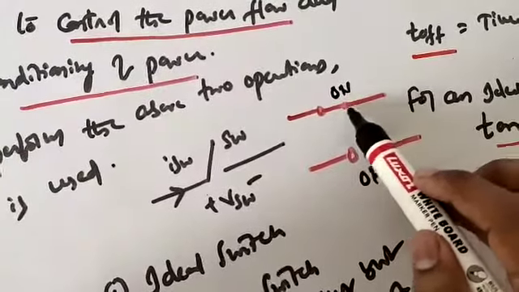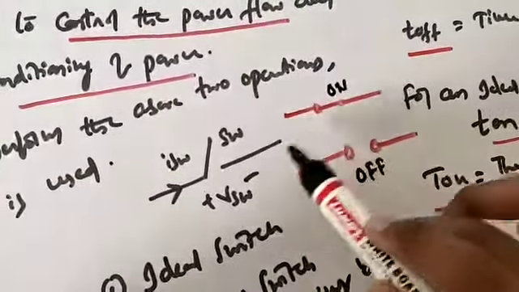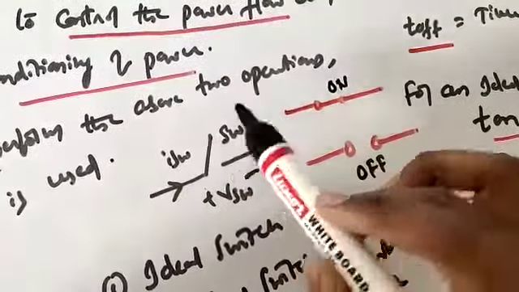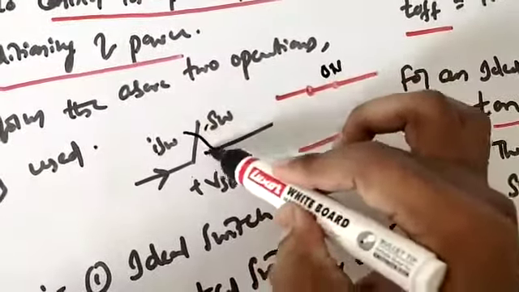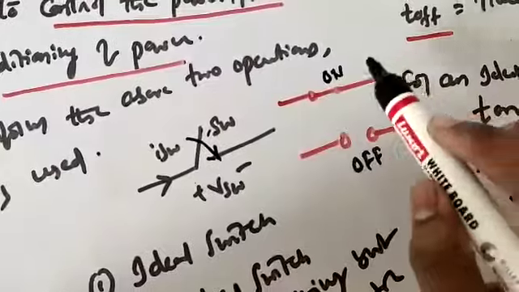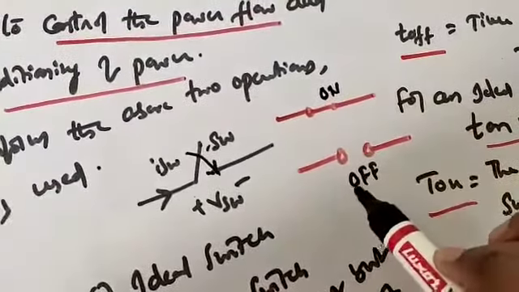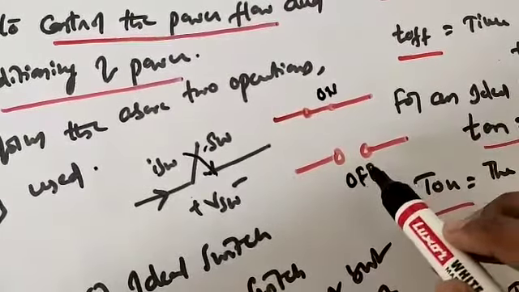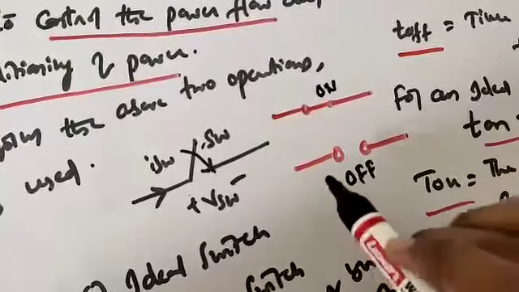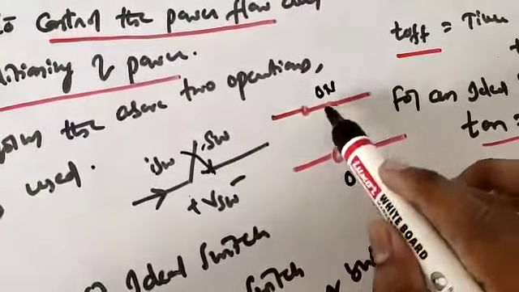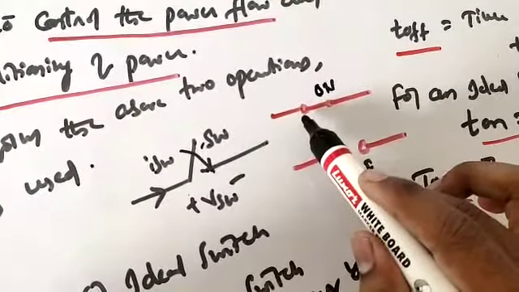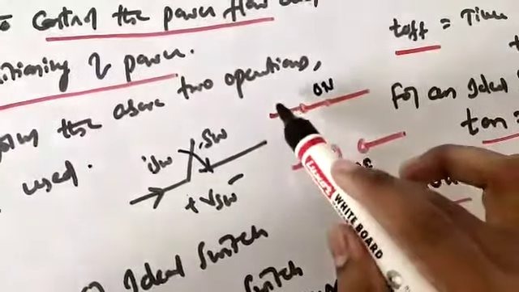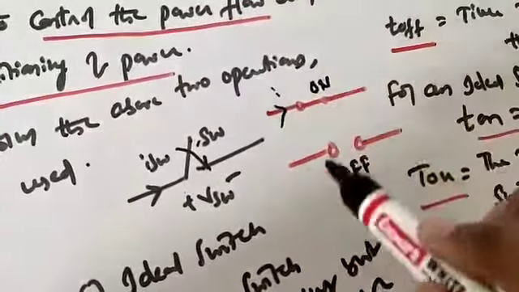When the switch is closed, I'm going to close this particular switch. When the switch is getting closed, it is said to be in on position, and when the switch is open, it is in off position. Switch closed means the entire voltage drop across that particular switch will be zero, and there will be some current flowing.